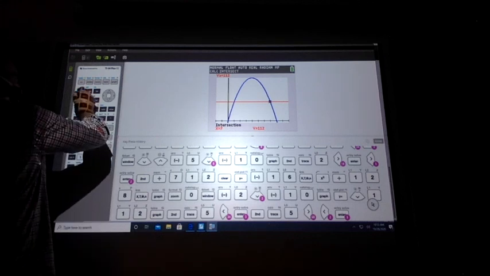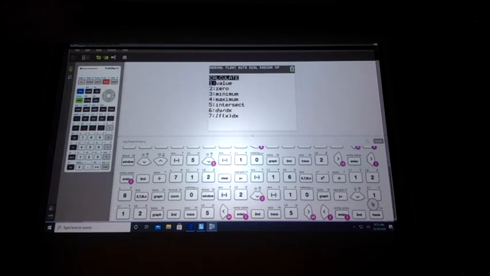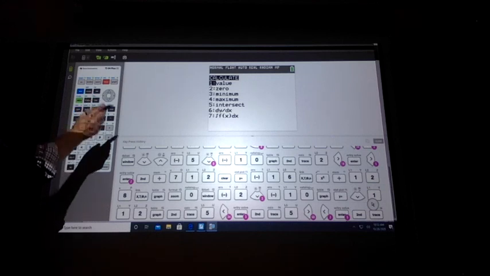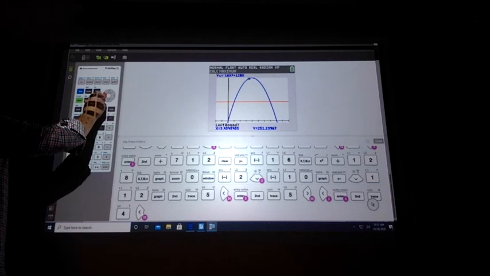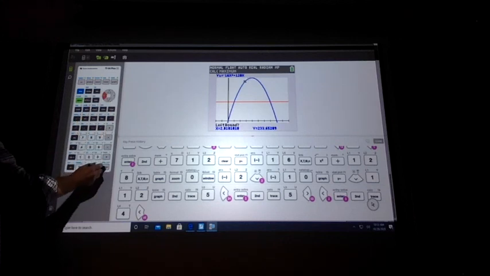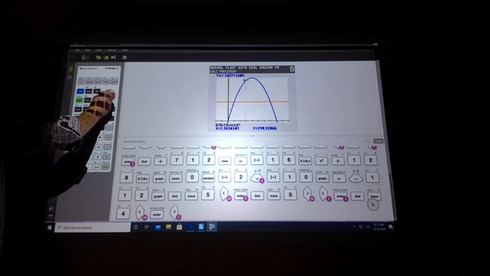So now I want to find my vertex. It was a parabola up and down. Is my vertex a maximum or a minimum? Maximum. So I'm going to go to number 4, maximum. I'm going to move my cursor again. And I'm going to get on the left side of it, where I think my vertex is. So I'm definitely on the left side of my vertex. Hit enter. Move it over to the right side of your vertex.